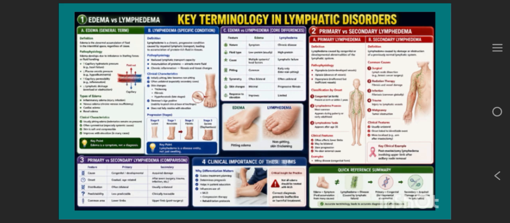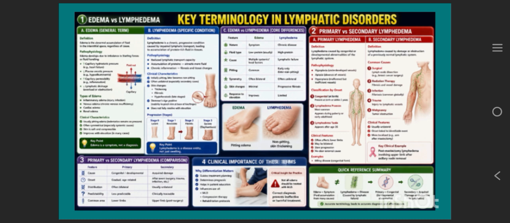So, critical insights for practice. What are the critical insights for practice? Not all edema should be treated with MLD. Secondly, correct diagnosis prevents ineffective or harmful treatment. You should know the exact anatomical sequence so you can make the correct diagnosis, so the sufferer can have effective treatment, not harmful treatment.